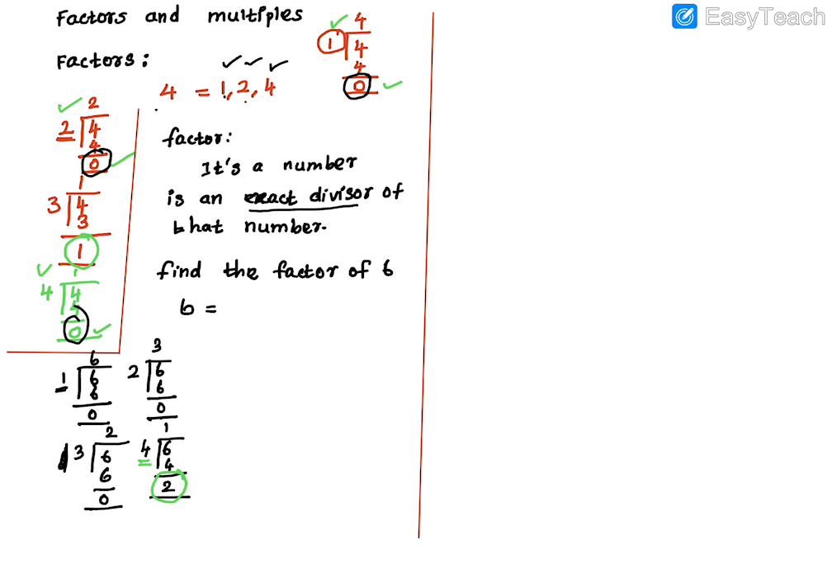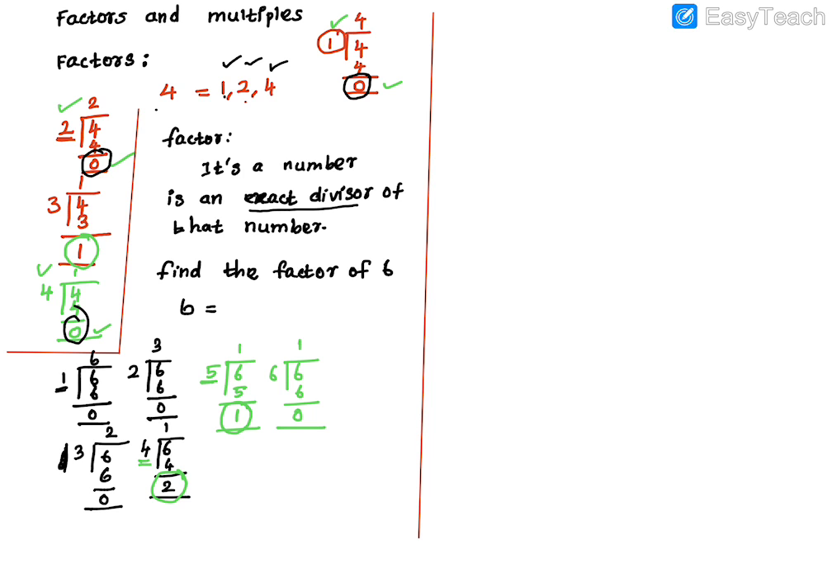And one more thing, 5 also. If you look at 5, 1 5 is 5, so 6 minus 5 is 1. Here also it is not 0. The remainder is not 0 here, so 5 is not an exact divisor of 6. So it is not a factor of 6. Next, move on to the sixth table: 1 6 is 6, 6 minus 6 is 0.